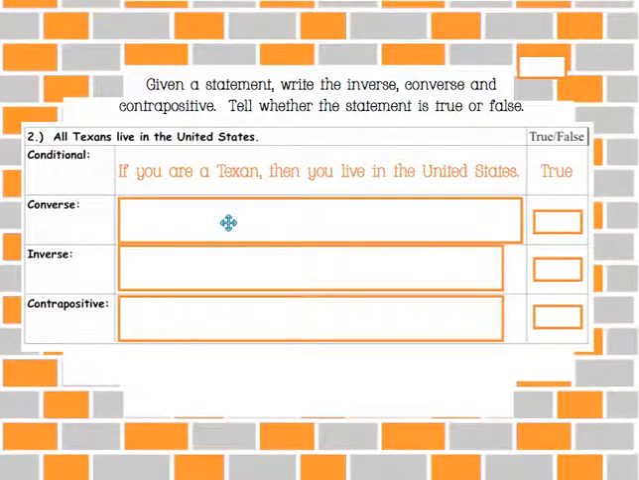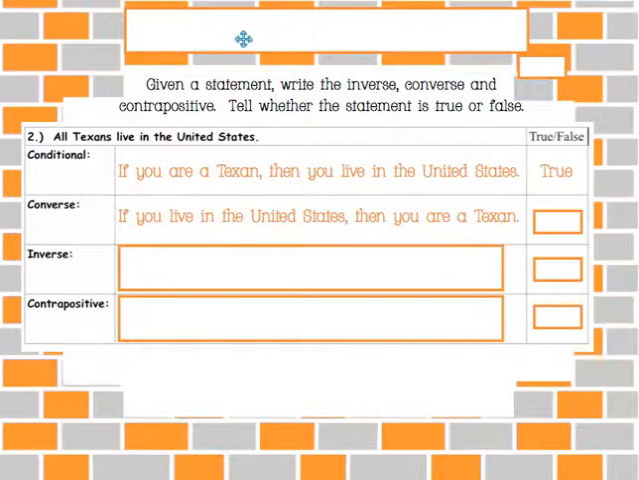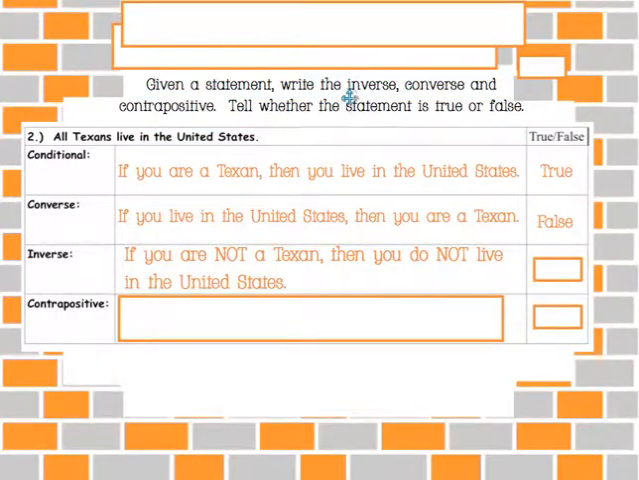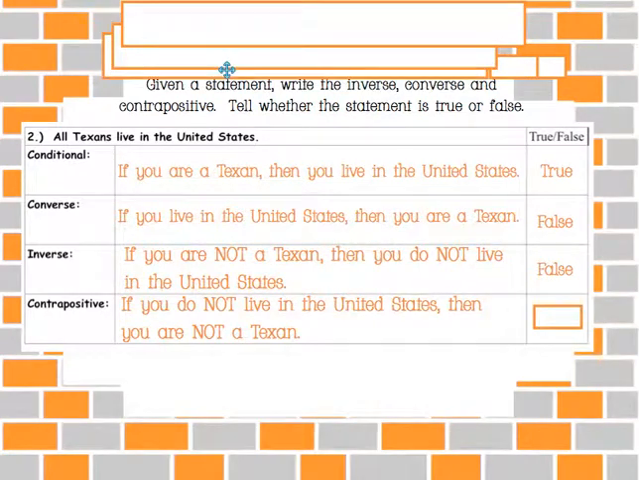So the converse where we flip that would be if you live in the United States, then you are a Texan. And that is false because you could be a Floridian if you're from Florida. Inverse, we just add not. If you are not a Texan, then you do not live in the United States. That is also false. Contrapositive, you flip and negate. So if you do not live in the United States, then you are not a Texan. That is true. If you don't live in the United States, there's no way you live in Texas.